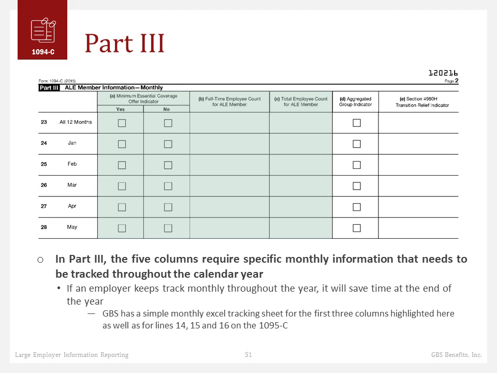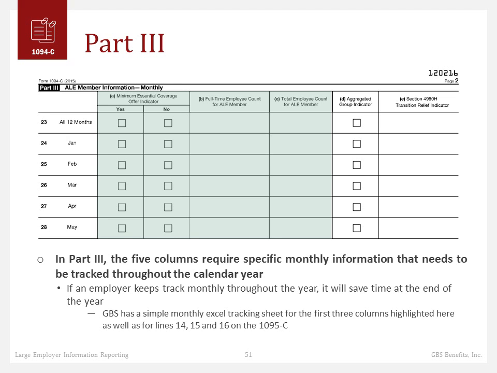So there are 5 columns here, and they each require specific monthly information, calendar year from January through the end of the year. Even if you have a non-calendar year plan, you've got to fill in calendar year information for 2015.